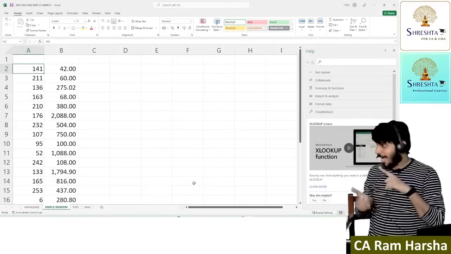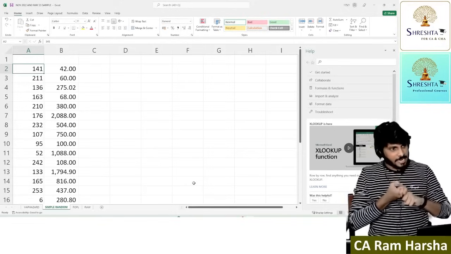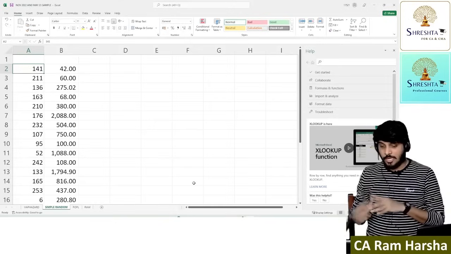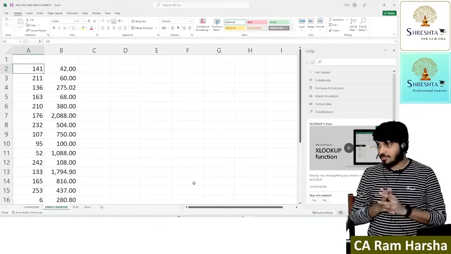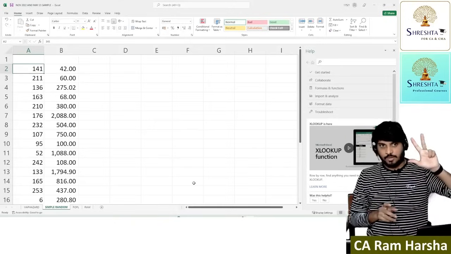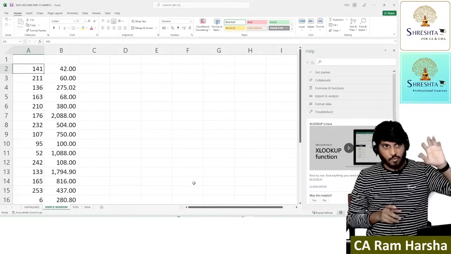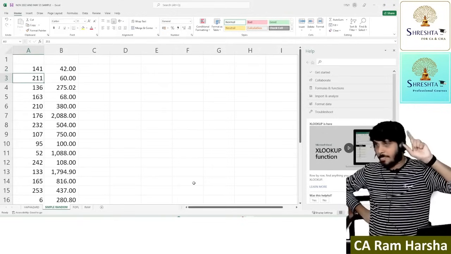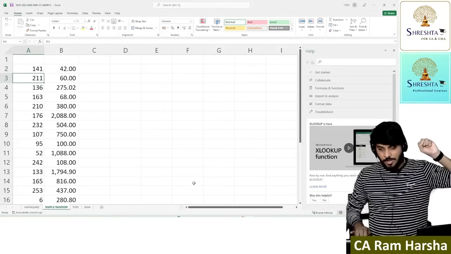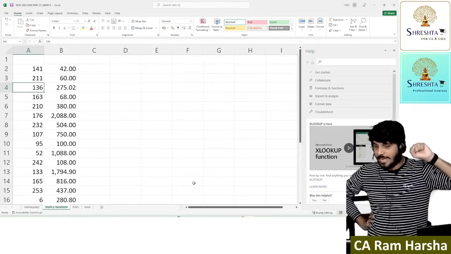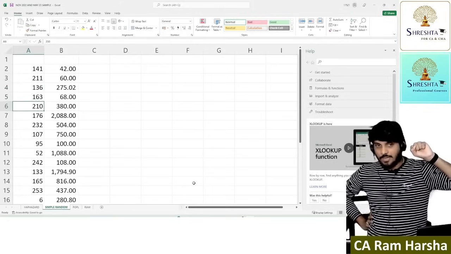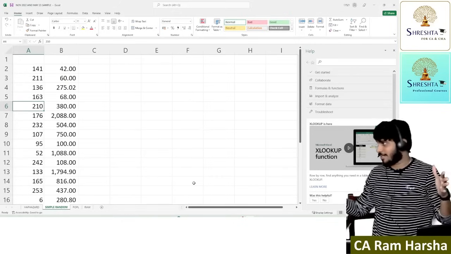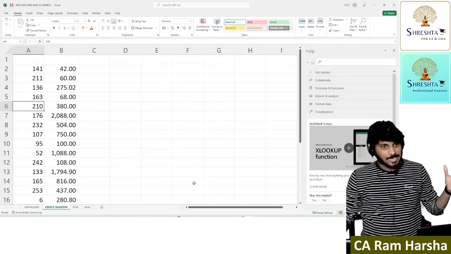Or I may have multiple starting items. Let me select blocks of 5 samples. Suppose 141 is one block: 141, 142, 143, 144, 145. These invoices I will select. Then what is my next random number? 211. From there again 5 samples I'll select. Next number is 136. From there again 5 samples. The next invoice is 210. From there again 5 samples. Like that, totally 20 I'll select. This is block sampling. Able to understand?